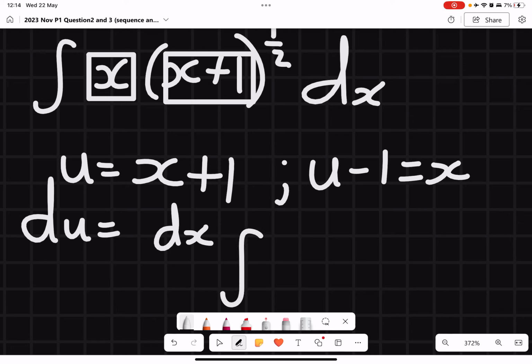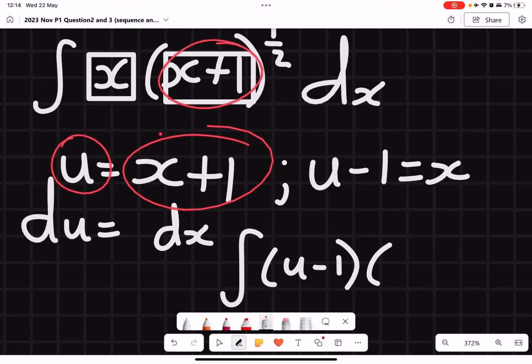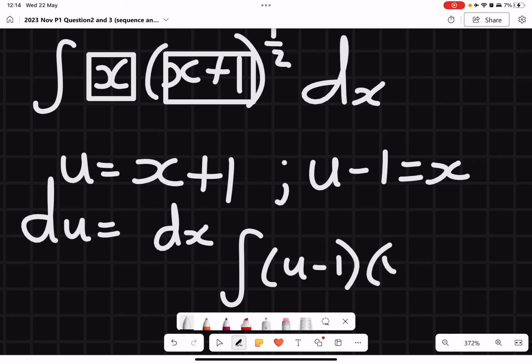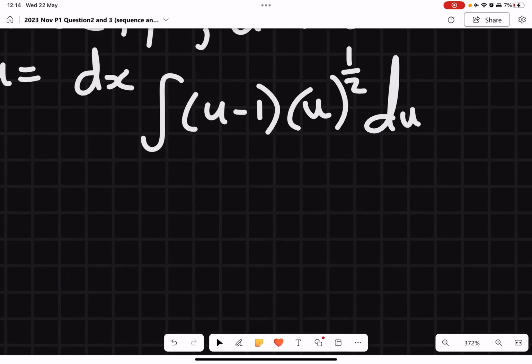Now, after I get those three things, I can substitute into my integral. Where there's x, I'm going to replace it with u minus 1, so I have in brackets u minus 1. And where there's x plus 1, I have to replace it with u, because u is x plus 1. So I have u to the power half. And remember, dx is the same as du, so I'm going to replace dx with du. Now we can easily integrate.